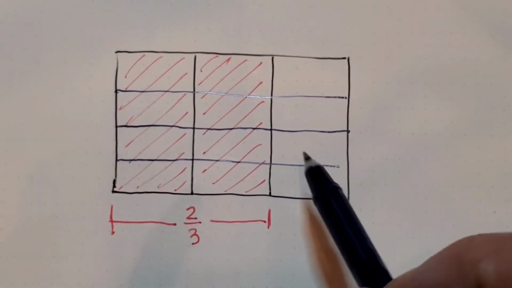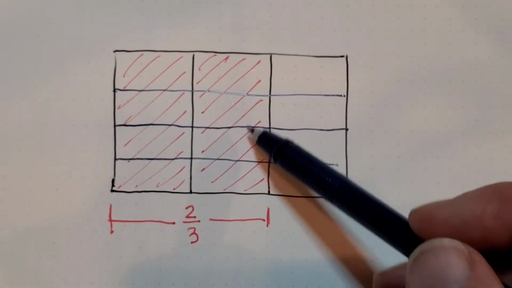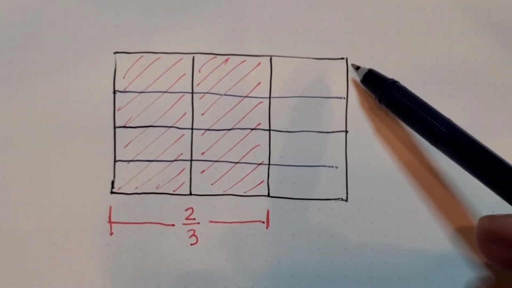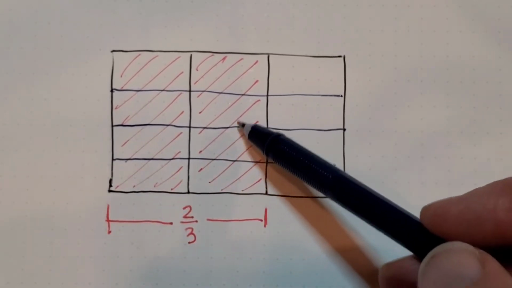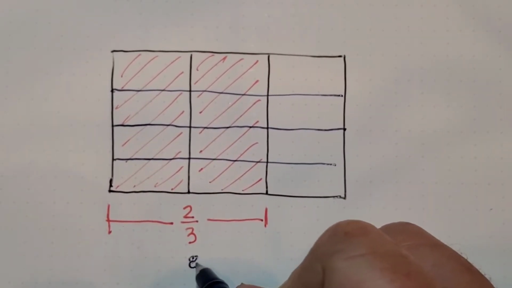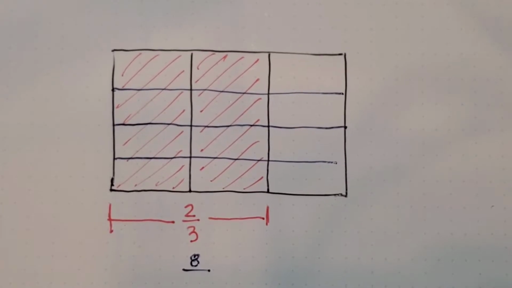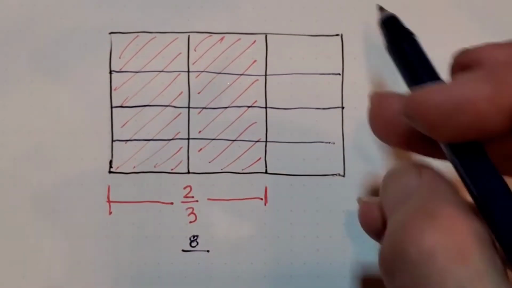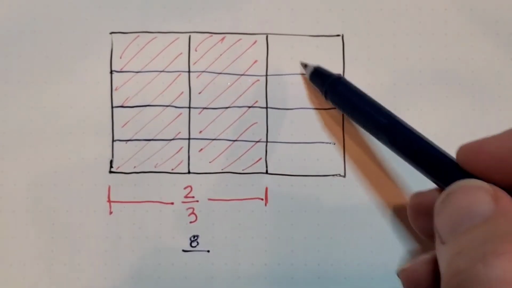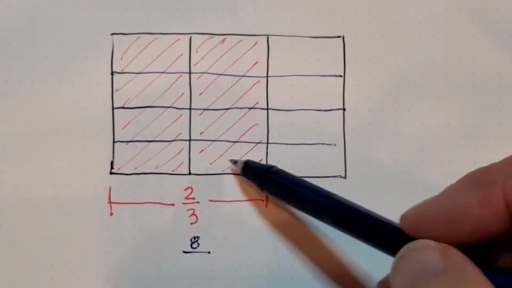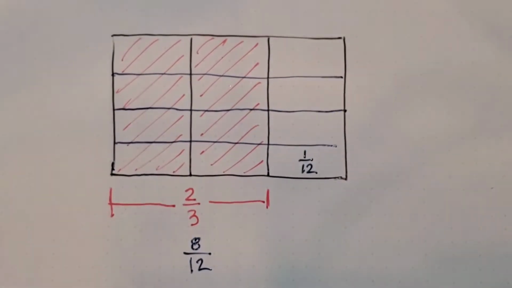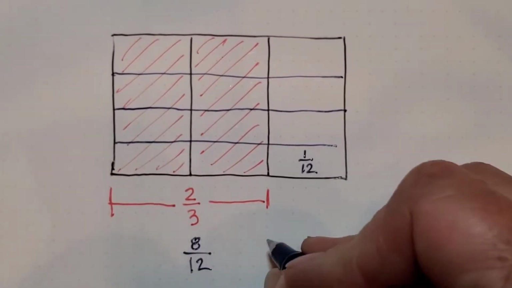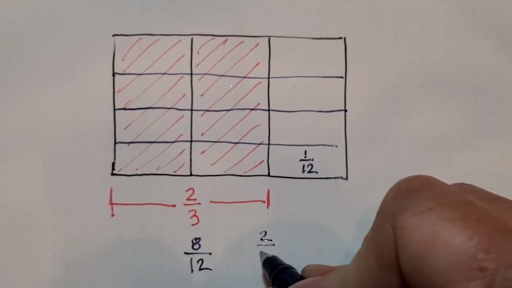And you can see I haven't changed how much of this rectangle is shaded. All I've done is change the partitioning. I now have 8 equal sized pieces. And the whole rectangle is now made up of 1, 2, 3, 4, 5, 6, 7, 8, 9, 10, 11, 12 pieces. Each one of them is 1/12 of the original rectangle. So 2/3 is equal to 8/12.